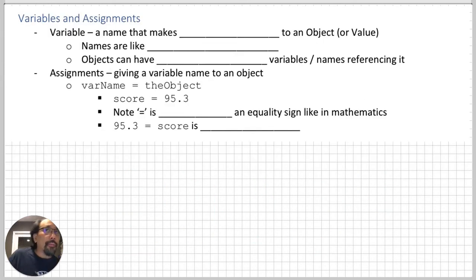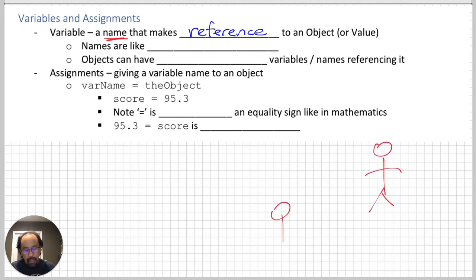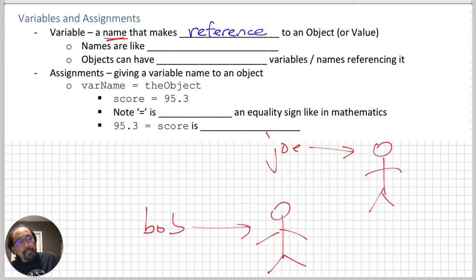Now let's talk about variables. What are variables? Variables are names. They're names that reference an object. The analogy that I like to use is, suppose we have a lot of people. We need names for the people. So instead of just saying, oh, that person here or that person there, we give names. So we might have Joe being one person, and we might have Bob being another person. In the same way, we have names for objects as well.